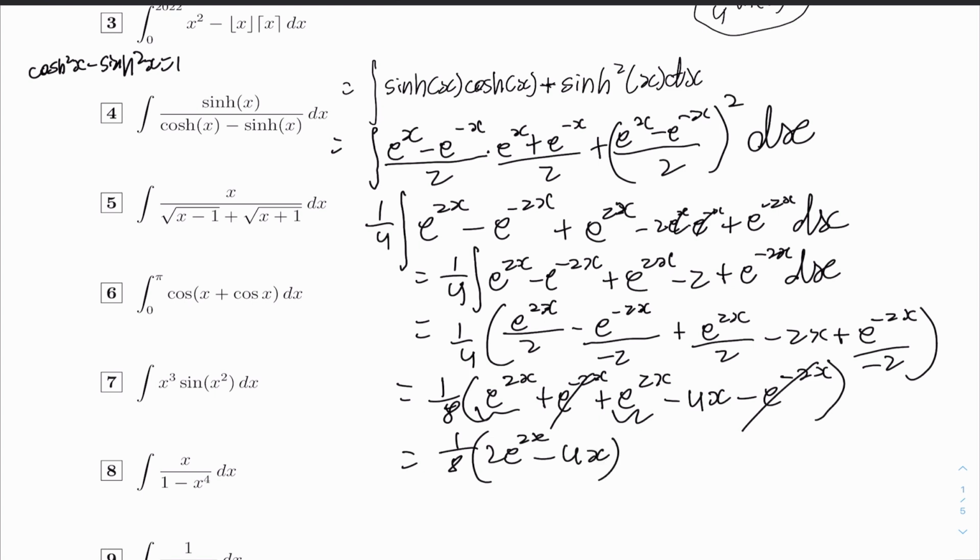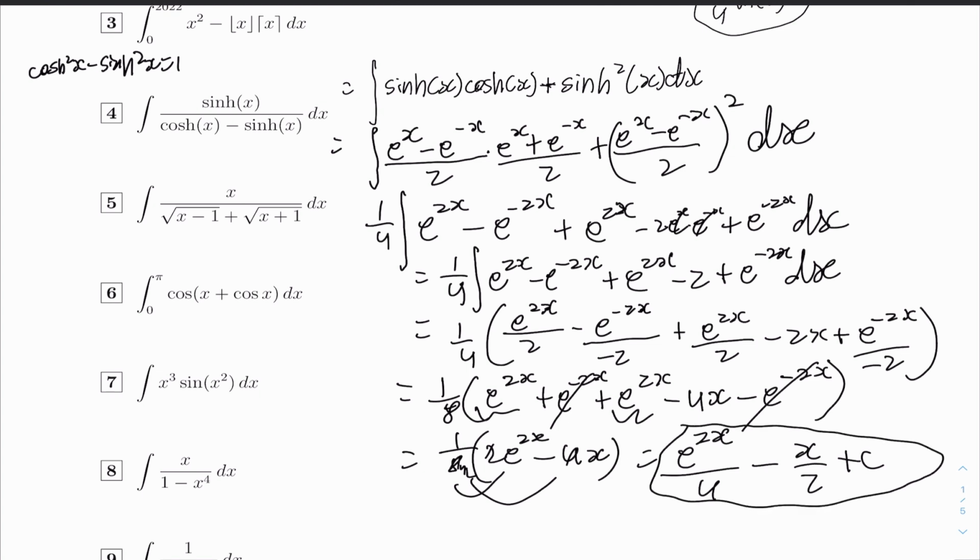And finally, we can distribute this 1/8 to each term here. See that this 2 and this 8 cancel, becoming over 4, and this 4 and this 8 become over 2. So you finally get e to the 2x over 4 minus x over 2 plus c. So that is our answer to the next question.